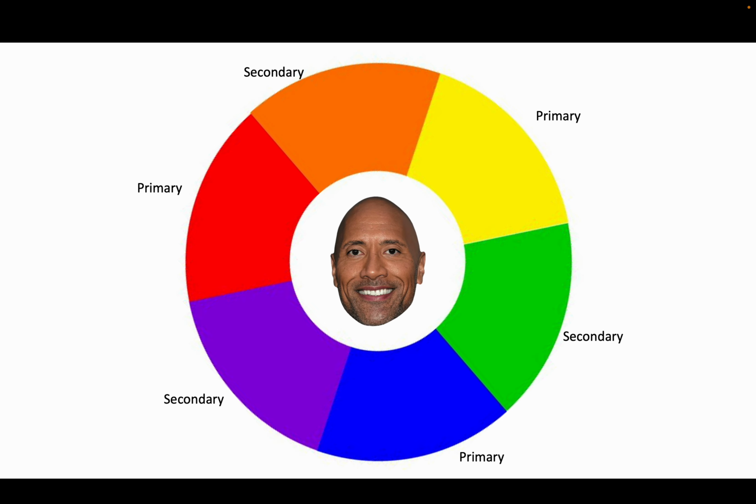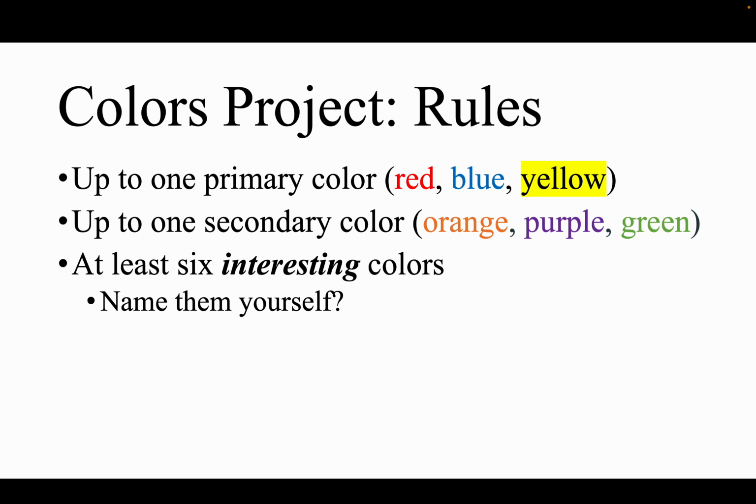Now, for this assignment, I want you to do up to, meaning less than or equal to, 1 primary color, so red, blue, or yellow. I say up to because you could pick either 0 or 1 primary color. Same thing with secondary colors. You could do up to 1 secondary color, being orange, purple, or green.